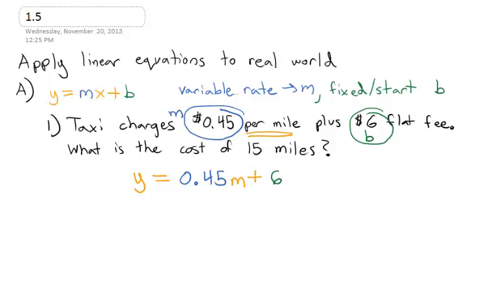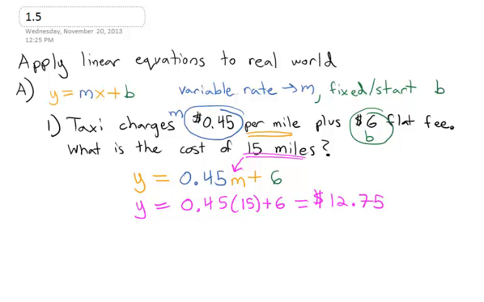So if I'm interested in what's it going to cost to go 15 miles, that's what I'm going to plug in for my variable, in this case M, my miles. So y is equal to 0.45 times 15 plus 6. And that's something you can easily calculate on any calculator. 0.45 times 15 plus 6 comes out to be 12.75. So this taxi bill is going to be $12.75. Let's try another example.